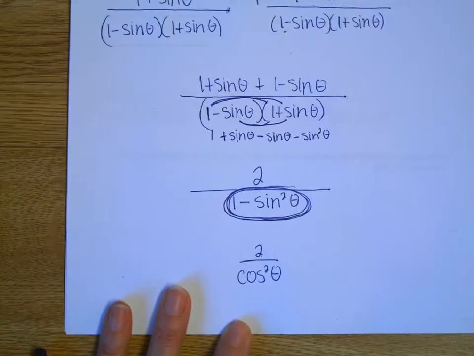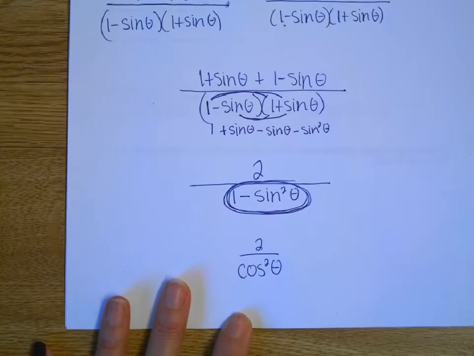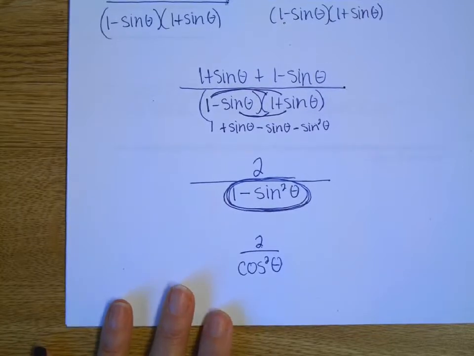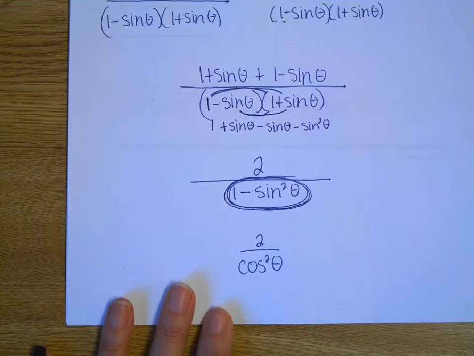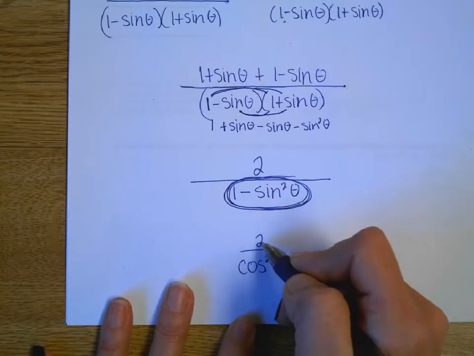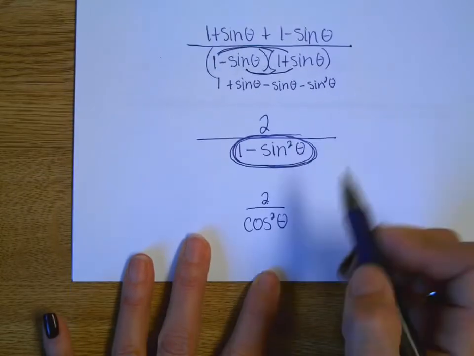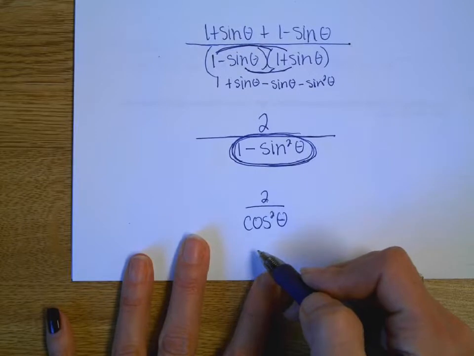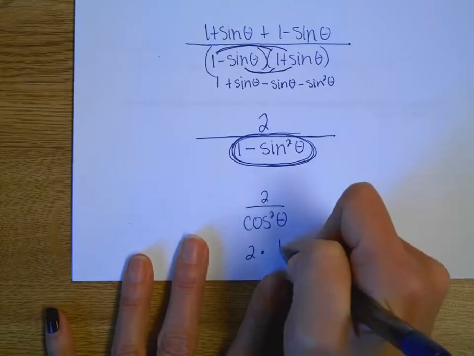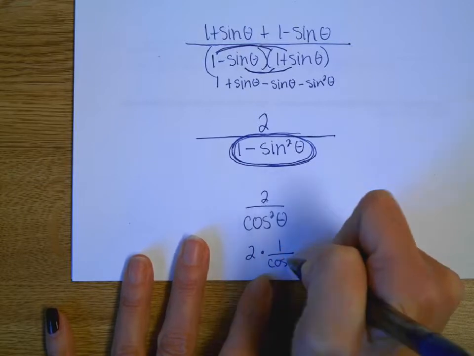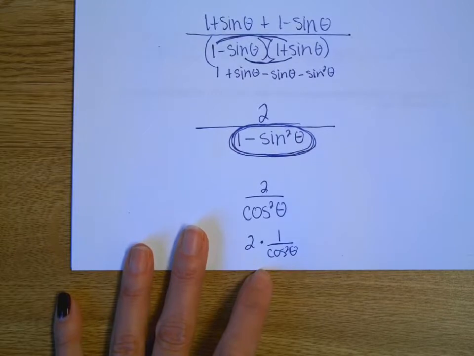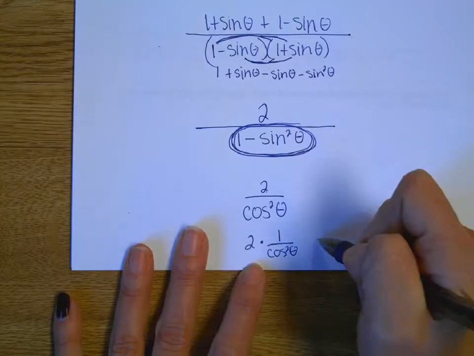Almost. Does it equal 2 secant squared? Is it close to that? It is. I would be fine with you saying that this equals 2 secant squared because it's 2 times 1 over cosine squared. What's 1 over cosine squared equal? Secant squared. Yay, we won.